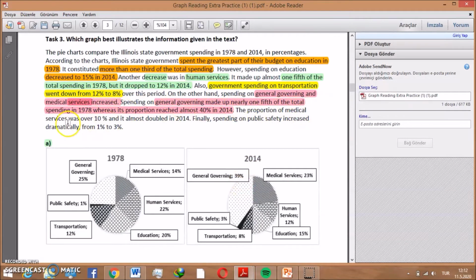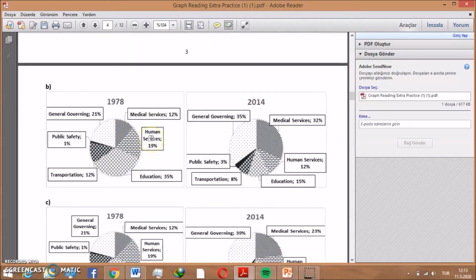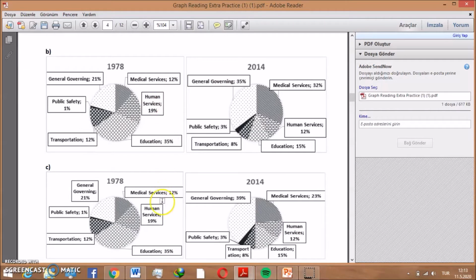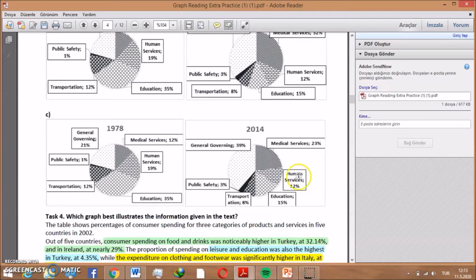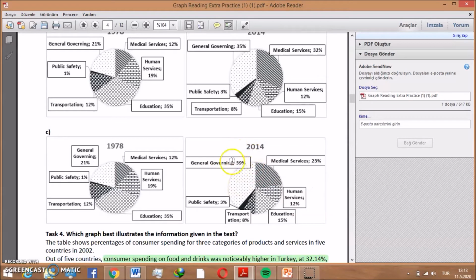And the proportion of medical services was over 10%. So it can be 11, 12, 13, and it almost doubled. Almost doubled means it can be 20 or 19. Okay, let's check. Medical services should double, but this is not doubling, this is tripling. See, it is 30, but here it is 23. So B cannot be our answer. C looks like a better option, you see, and here it was nearly 40 and it is doubling. So let's say C here.